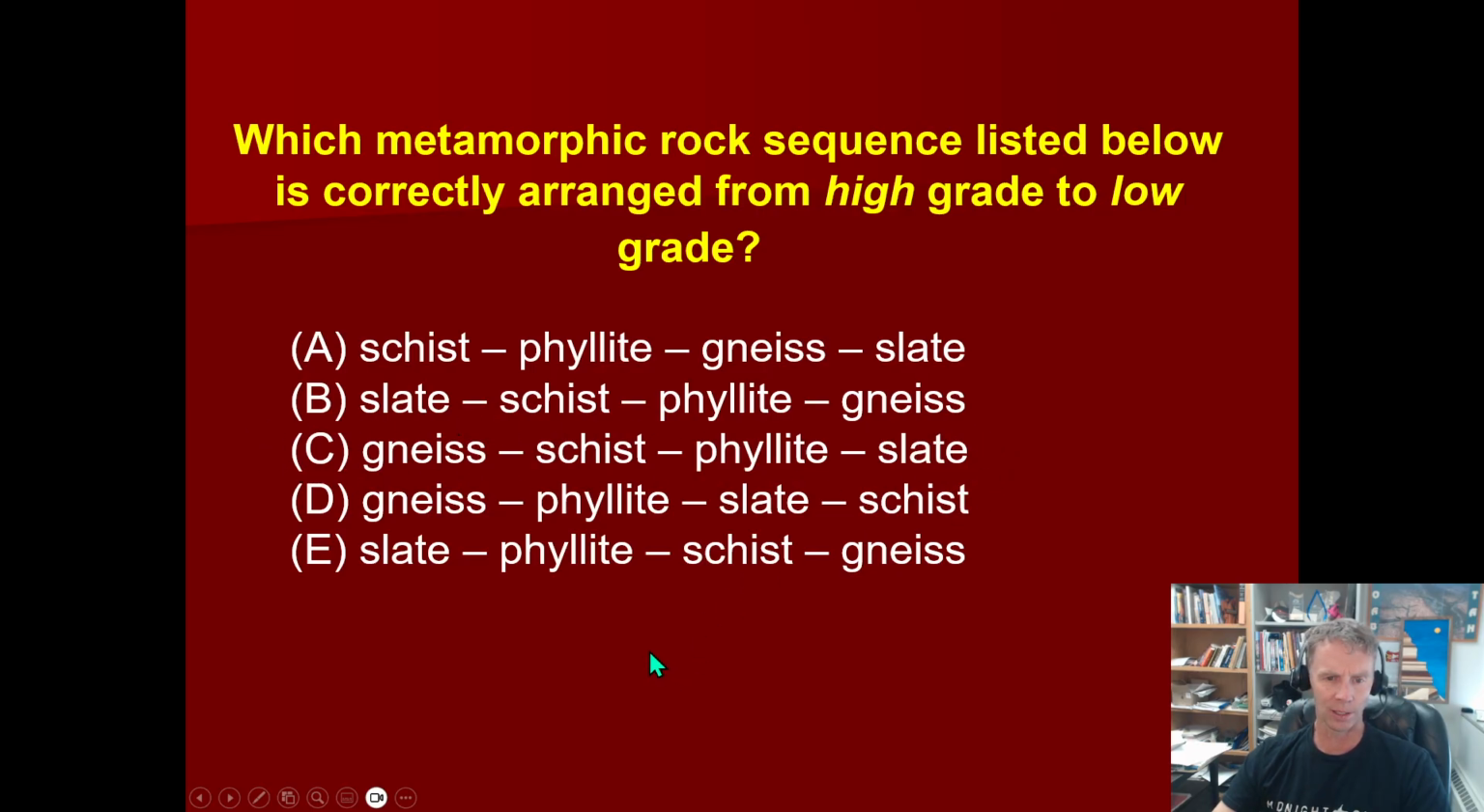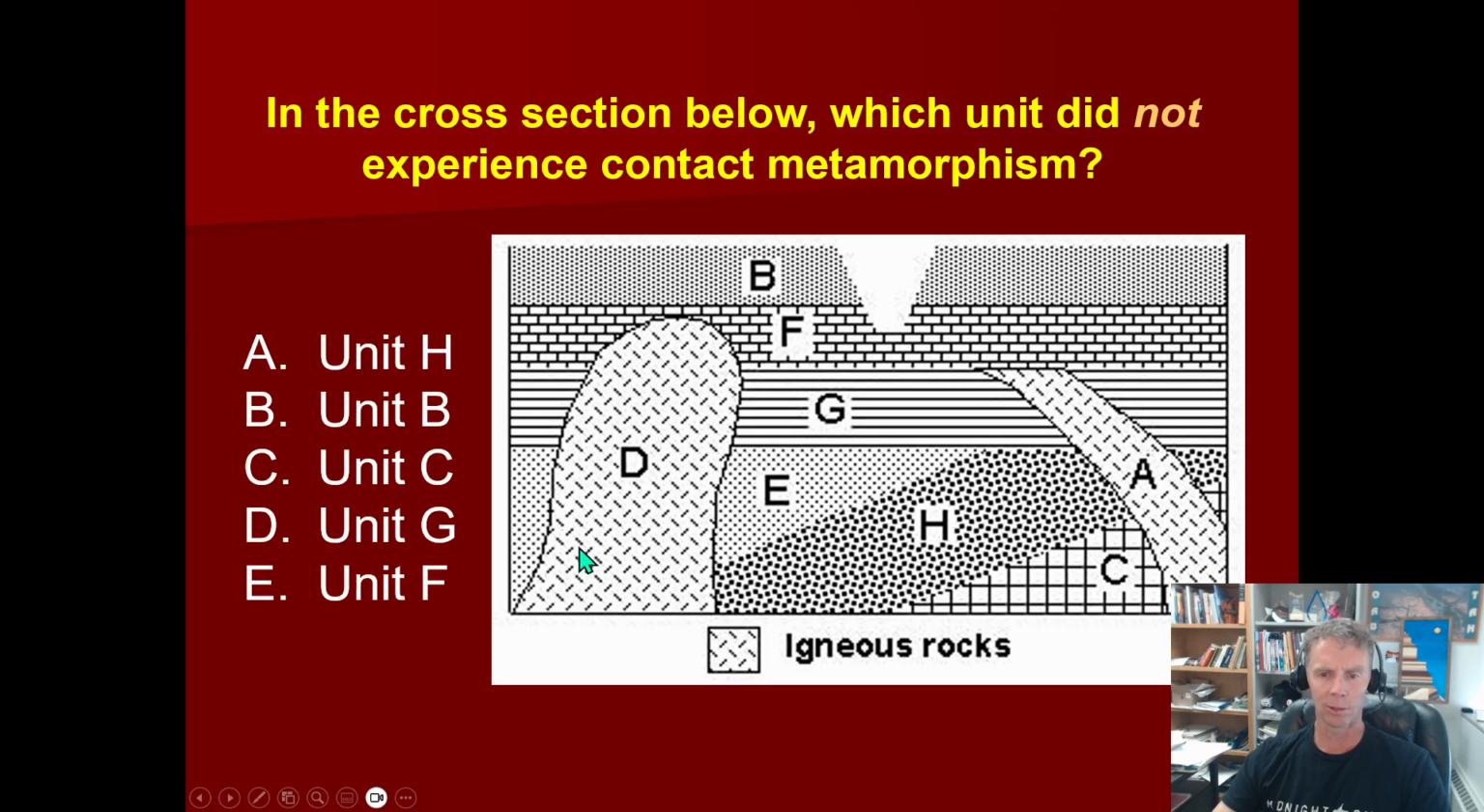How'd you do? Hopefully you did okay. If you did well, give yourself a gold star. If you didn't do well, just learn and do better next time.